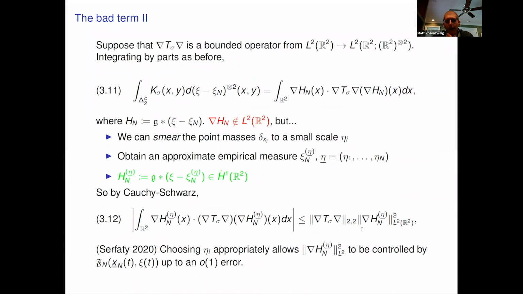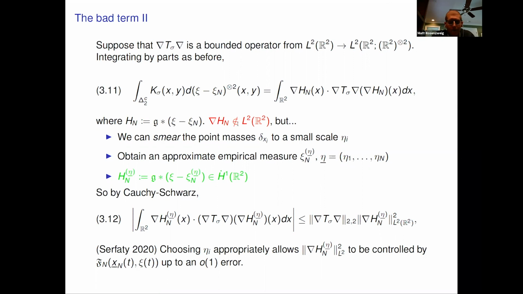So suppose that we have this boundedness property. Why is it useful? Well, integrating by parts as before, this leads us to the right-hand side expression in 3.1, where I've introduced this quantity Hn, which corresponds to the potential of the difference between the mean field solution and the empirical measure. Now, if the gradient of Hn were in L2, and I knew that this matrix valued operator nabla T sigma nabla were L2 bounded, then I would be done just by Cauchy-Schwarz. But nabla Hn is not in L2.